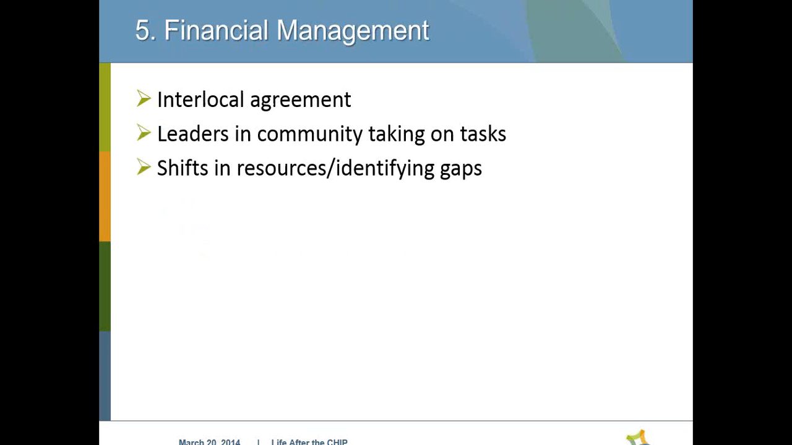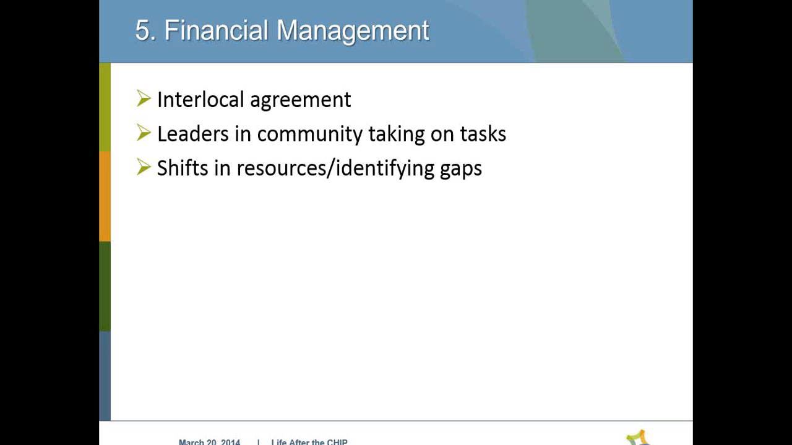And next, financial management. So we actually have an interlocal agreement with our county health and human services. So the health department in which I work for is the city of Austin. And the interlocal agreement we have with the county actually means that we provide public health services to the entire county. So we have about 1.1 million people in Travis County, and the city of Austin represents about 2/3 of the population. So we have a $3 million interlocal agreement for public health.